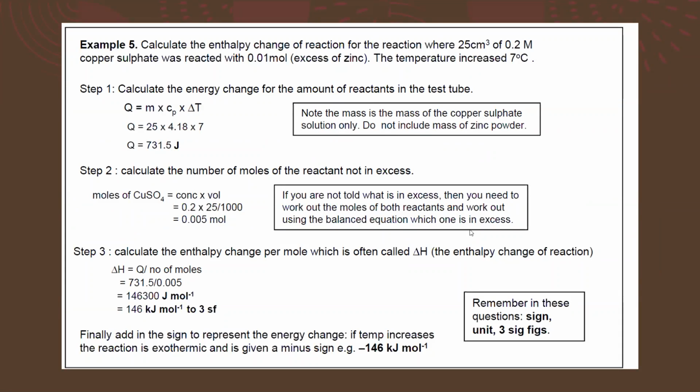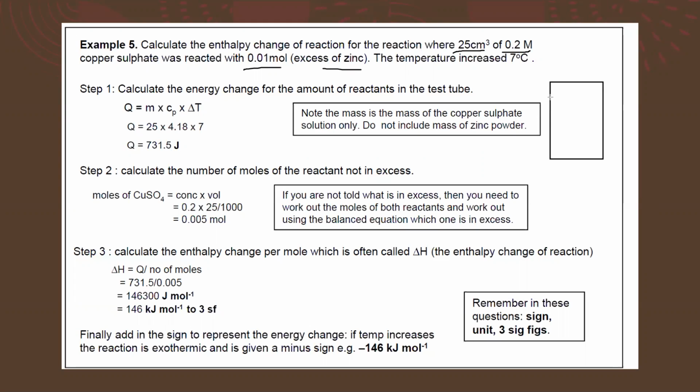As you can see here in this example, calculate the enthalpy change of a reaction for reaction where 25 cm cube of 0.2 mole per cm cube copper sulfate was reacted with 0.01 mole of zinc, and the temperature increased by 7. So what you have is a copper sulfate solution which is having a volume of 25 cm cube.